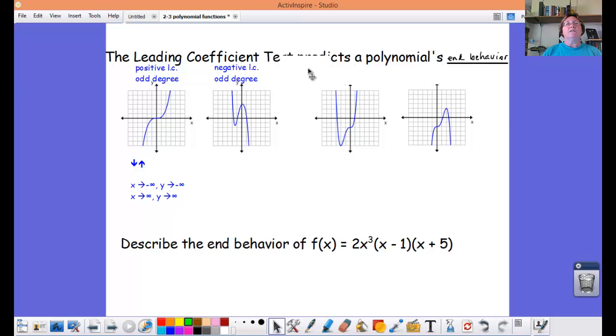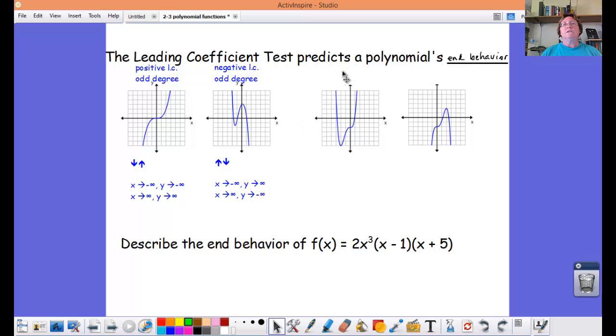This next graph is showing a negative leading coefficient with odd degree. So again, a third degree polynomial, a fifth degree polynomial, a first degree polynomial for that matter. The end behavior there is up, down, exactly the opposite, right? And you can see that played out here.